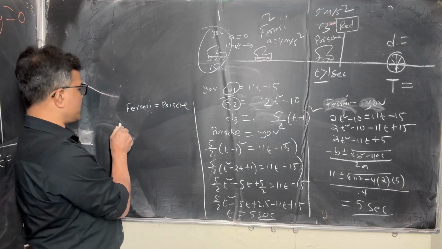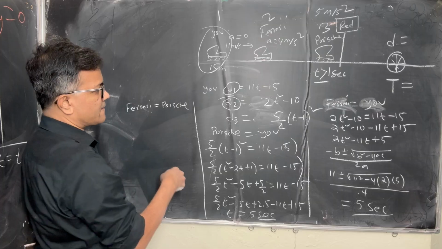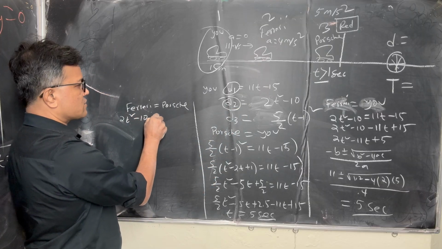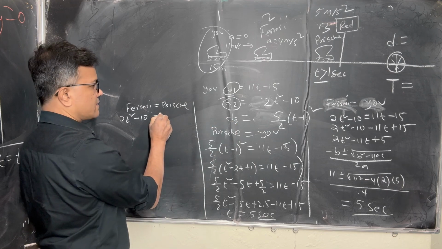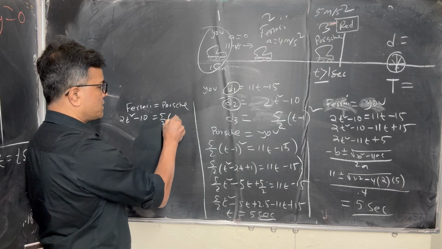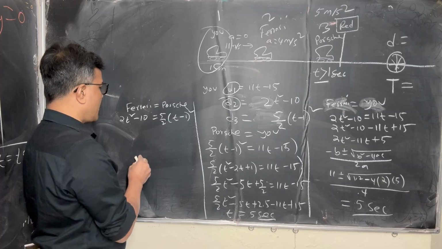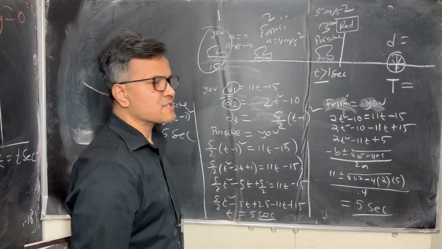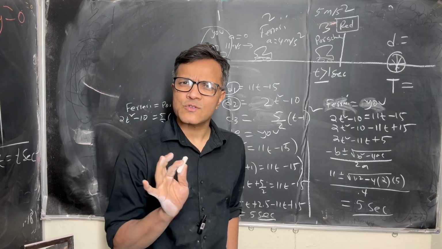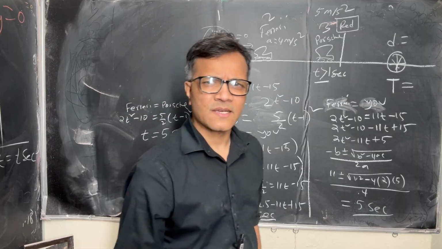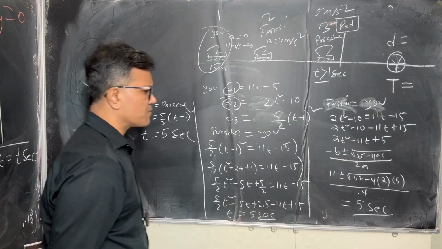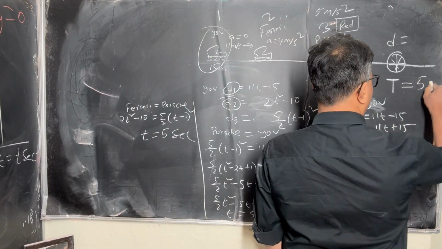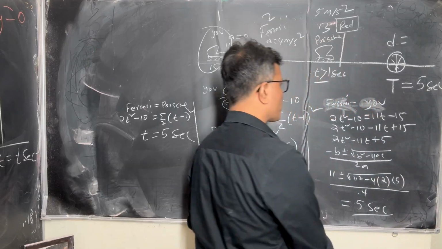So Ferrari is right here, 2t squared minus 10, is equal to Porsche, right here, (5/2 t minus 1) squared. And when you solve it, t is equal to 5 seconds. Approximately, close to 5 seconds, not exactly 5 seconds, because of loss of decimals, I compromise. So around 5 seconds, what would be the distance?